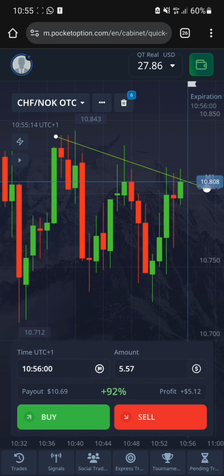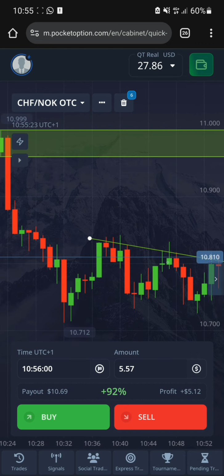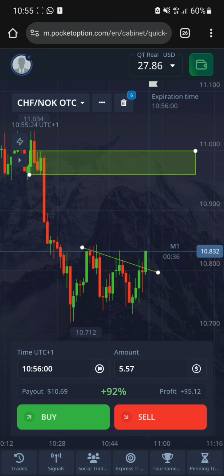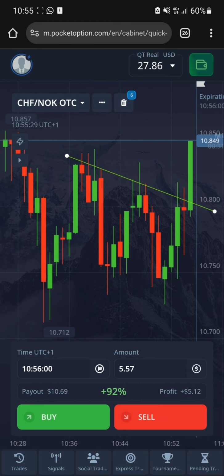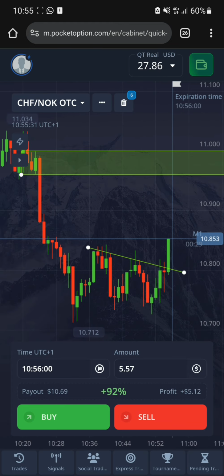Then I noticed this common point of rejection over here. I'm just trying to get a feel for it to see if we should enter a trade immediately or we should just wait for the next candle. But you can see as it is right now, it's as if we are late to this party already. So we will not be participating in the common point of rejection, basically.